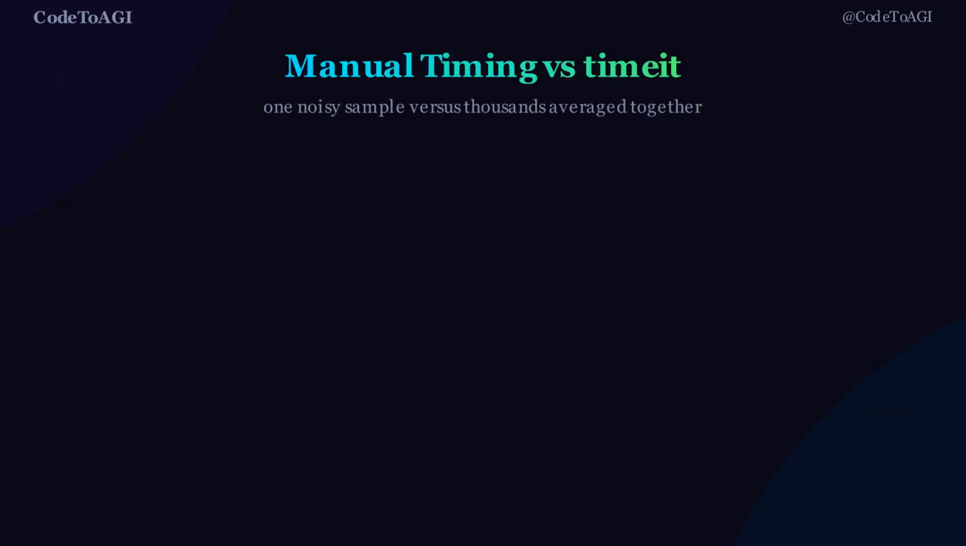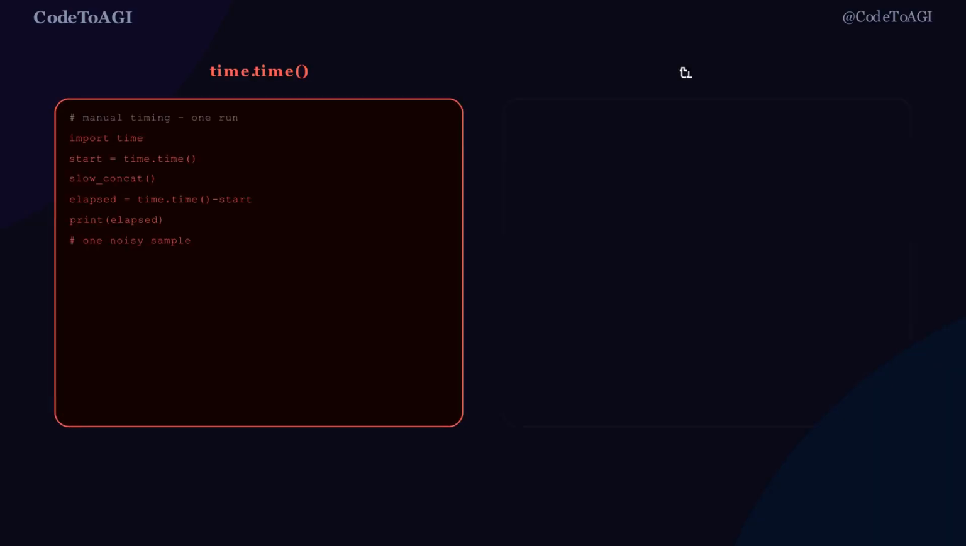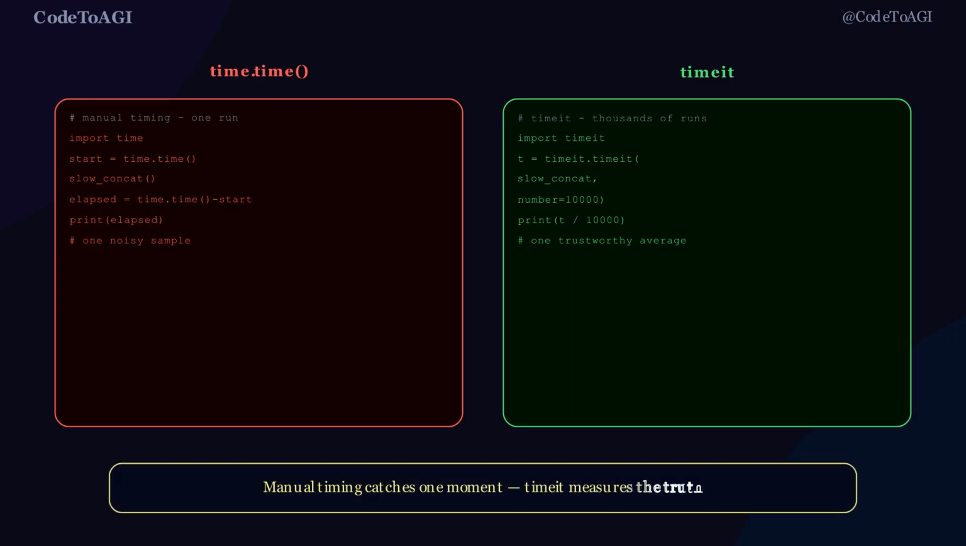Side by side, manual timing versus timeit. Time measures exactly one run. That one run can be slowed by garbage collection. Timeit runs thousands of times and averages the result. It also disables garbage collection while it measures. One number you can actually trust.